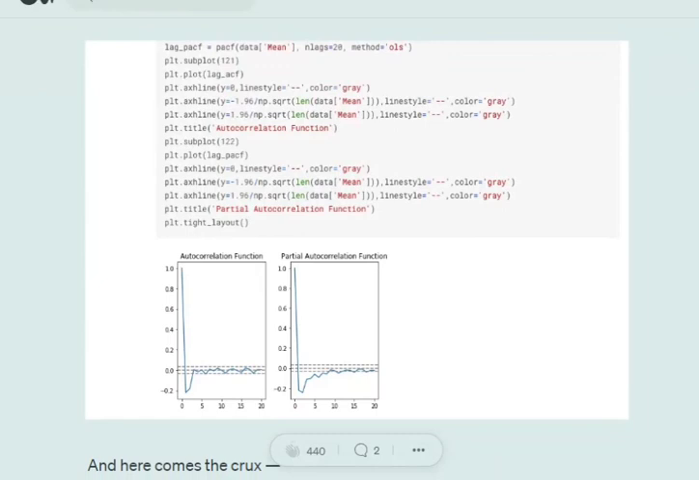Now the order for d, that is, for the integrated part: the number of times you have done differencing on your time series to make it stationary would be your order for I. So if you have differenced by an order of 1, then d equals 1. If you have differenced by an order of 2, then the value for d would be 2. So in this way, using the autocorrelation and partial autocorrelation functions, you can estimate the values of p, d and q in an ARIMA model for time series.